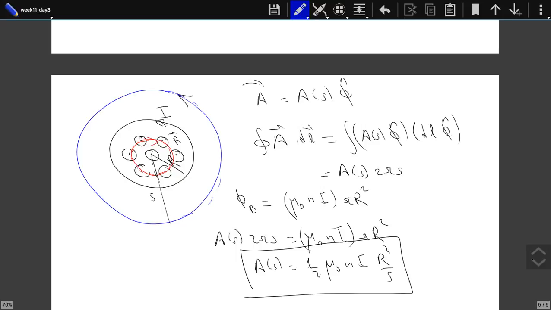Since the charge density is not changing in time, this is still an electrostatic problem, although it's a rotating cylinder.